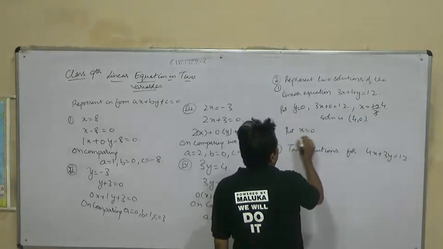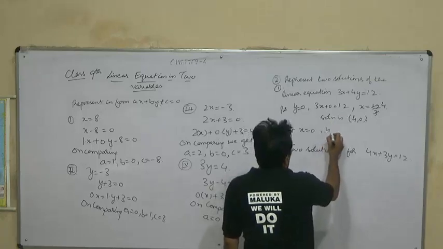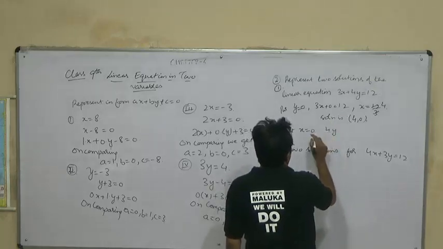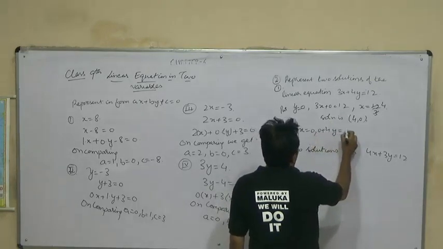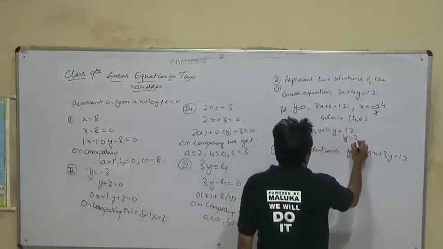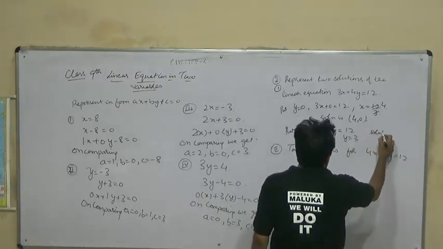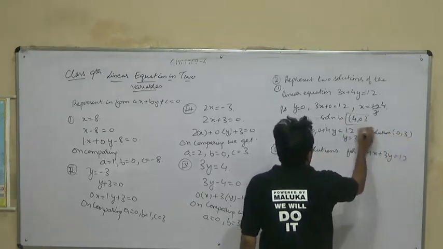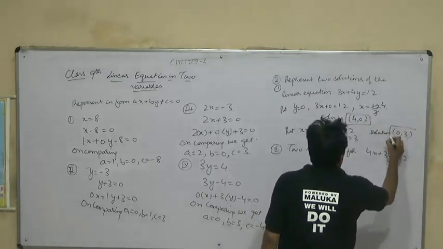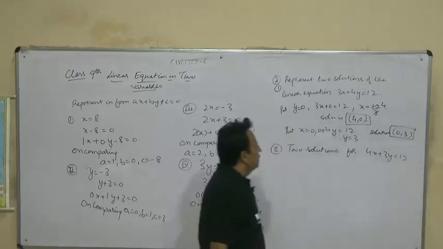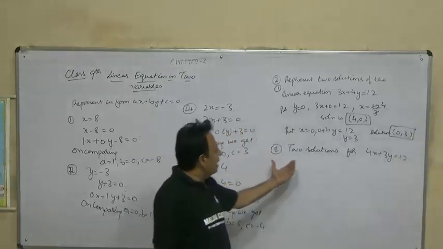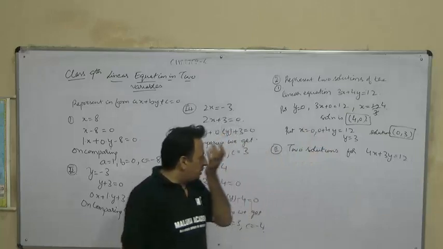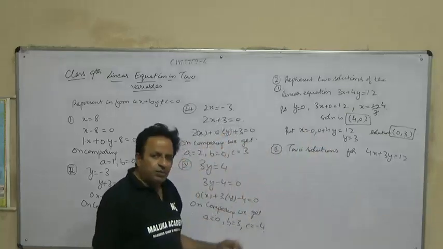Now put x is equal to 0. When you put x is equal to 0, what will you get? 0 plus 4y is equal to 12, y is equal to 3. The solution is 0, 3. So the two solutions are 4, 0 and 0, 3. Now the same thing we have repeated, just change the coefficient. The answers will be changed.